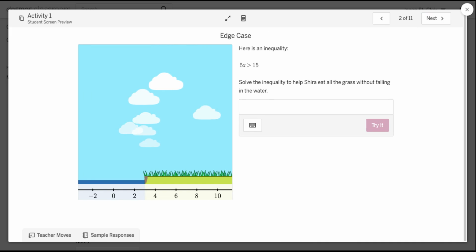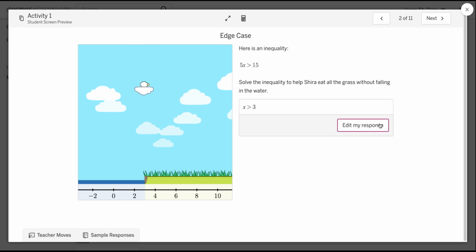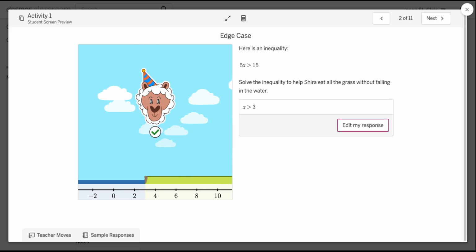Here's an inequality. 5x is greater than 15. Solve the inequality to help Shira eat all the grass without falling in the water. So we know that 5x is greater than 15. We're going to solve the inequality by dividing both sides by 5. X is greater than 3. And if we put that in, Shira is happy because she got all the grass.